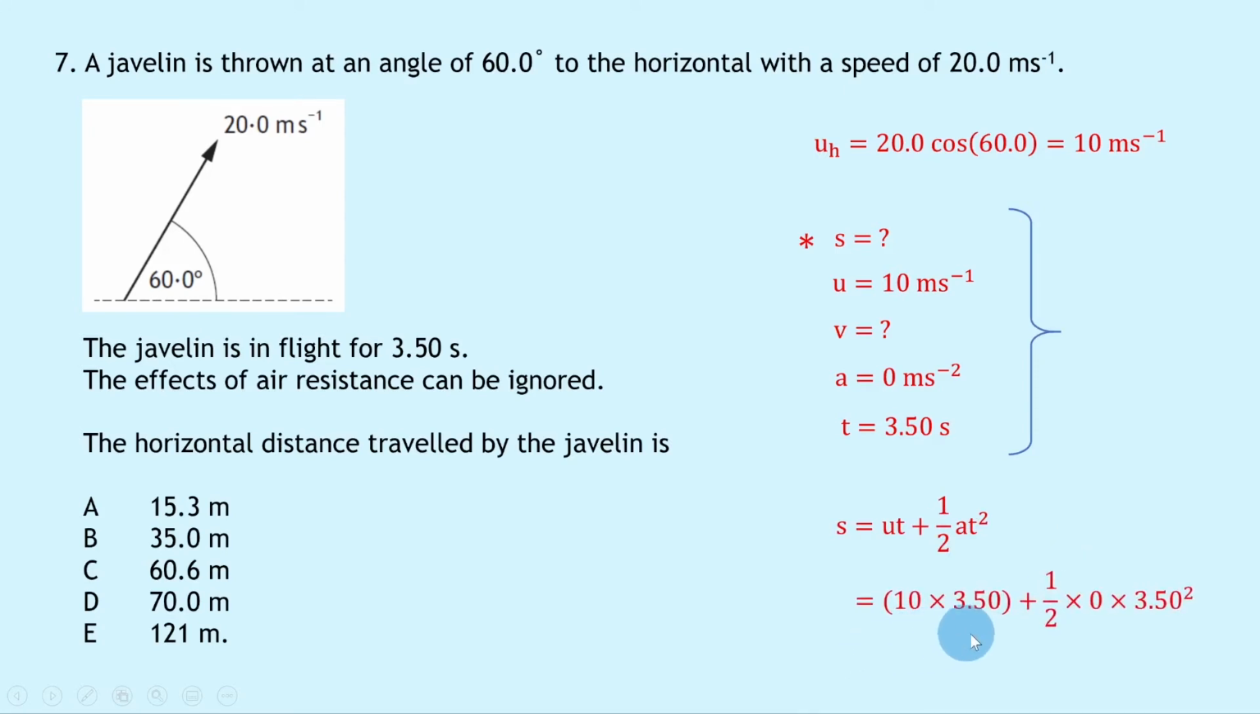So we have 10 times 3.5 plus a half times 0 times 3.5 squared. And you'll notice that this term cancels out because it's times by 0. And this means that the more savvy amongst you would have realised that you could actually just use the speed distance time equation, S equals ut or D equals vt, in order to find this distance. Because remember, the equation will always simplify to speed distance time for horizontal motion. But I've just shown you that this will actually be the case by subbing in the 0 here. So 10 times the 3.5 gives us 35.0 metres, which is the answer B.